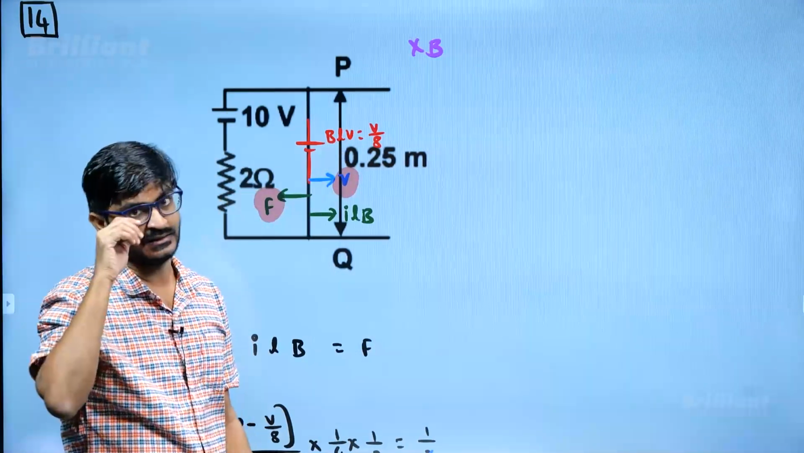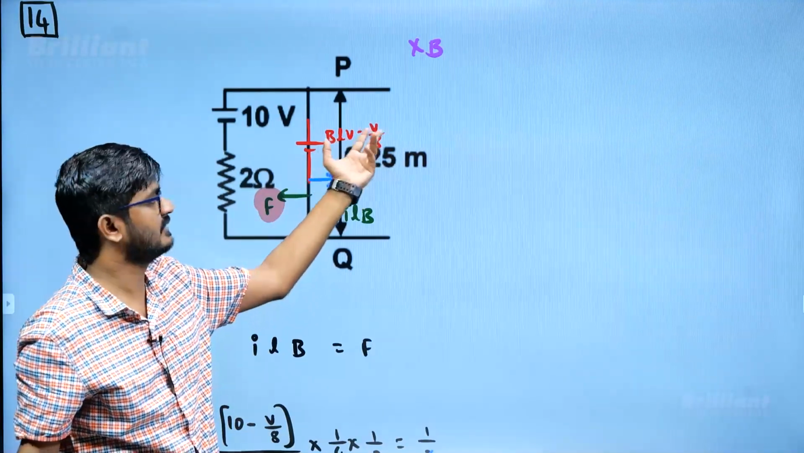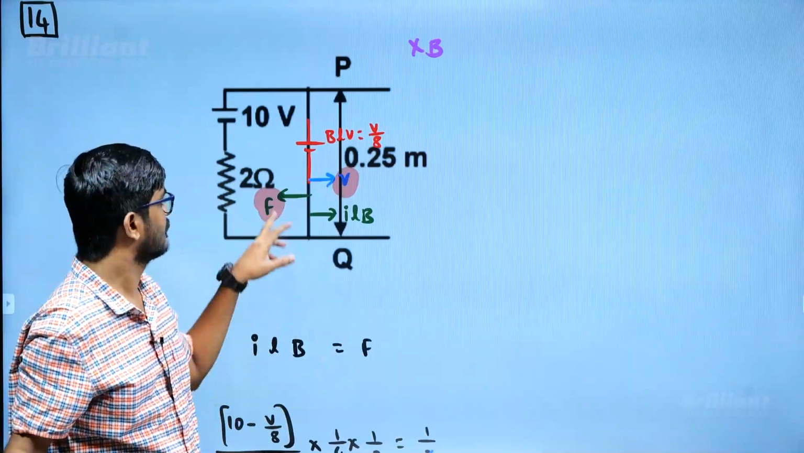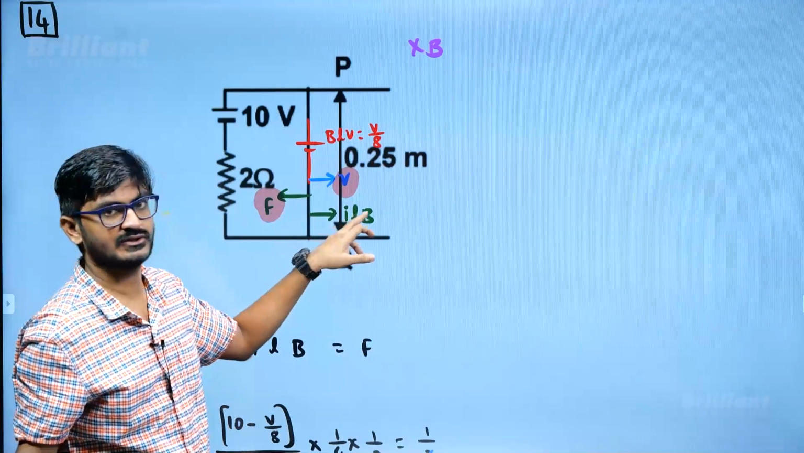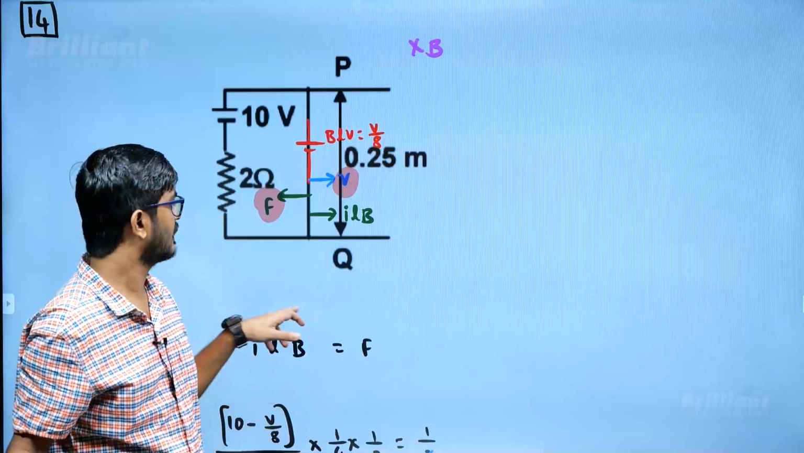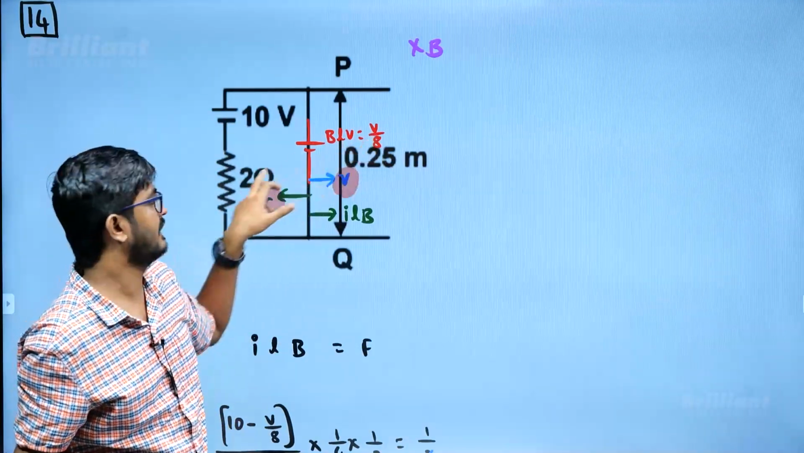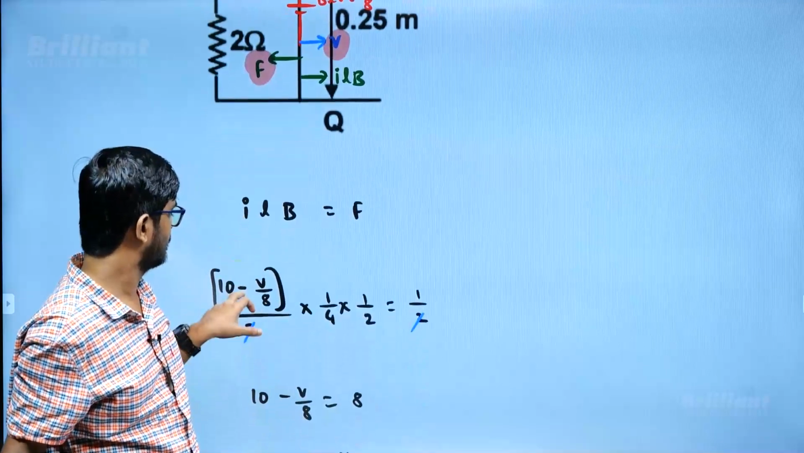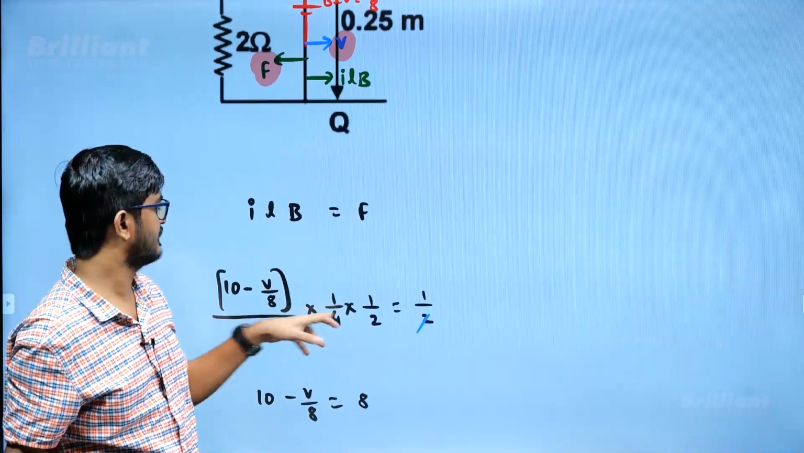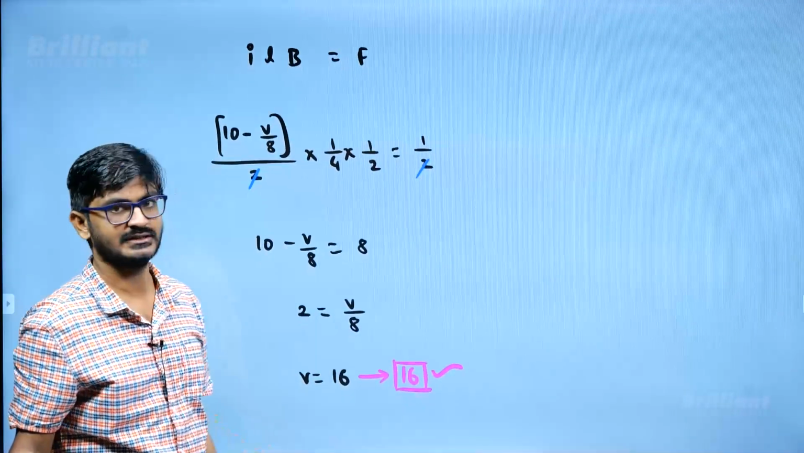That is the current. Now, when you substitute the B value and L value, you will get BLv as v by 8. Now what is going to be the force? This force, magnitude wise, equals I into L into B. And this force is given as 0.5 Newton in the question. How to find I? I is (10 minus v by 8) divided by resistance. L value is given, B value is given. So from here you need to find only the v value. When you solve it, you will get v as 16.